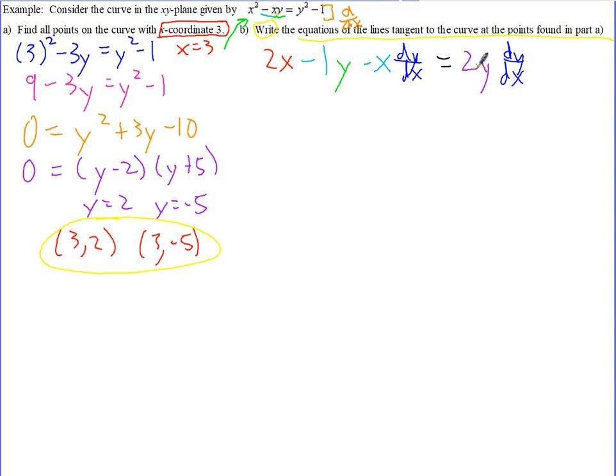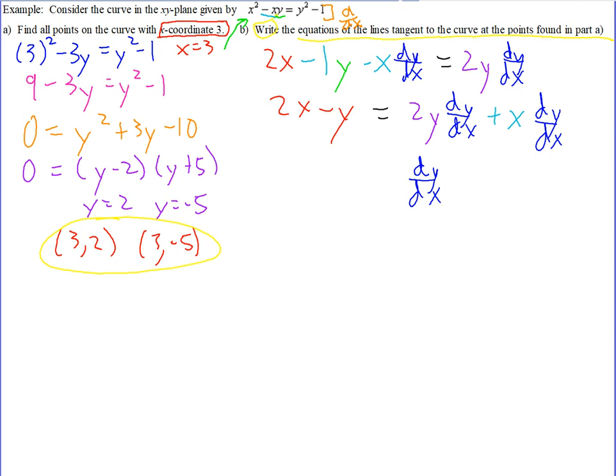And then this time it's probably easier if you get the dy/dx on the right because you only have to move one term. So I'm going to leave this 2x minus y on this side. Leave this 2y dy/dx on this right side, and just add over the x dy/dx. That way we can factor out the dy/dx here. On the left side, just leave 2x minus y. And then we're left with 2y plus x, and then divide by that. So I'm just going to switch the sides.